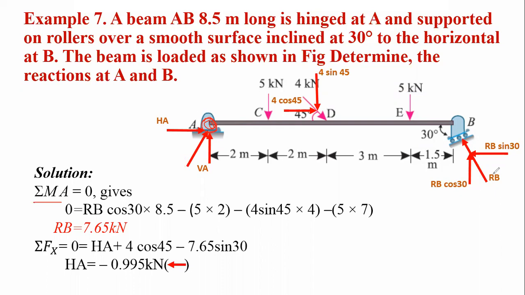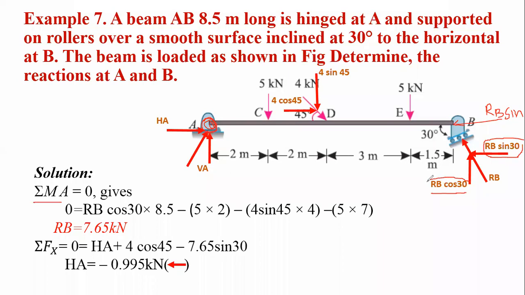Now let us start with this reaction component, RB. Here, for our simplification I have shown the horizontal component over here, but it is actually passing through the axis of the beam. It is passing through the axis of the beam. That's why the perpendicular distance will be 0 for this sine component. Okay, it is passing through point A. That's why the perpendicular distance between them is 0.